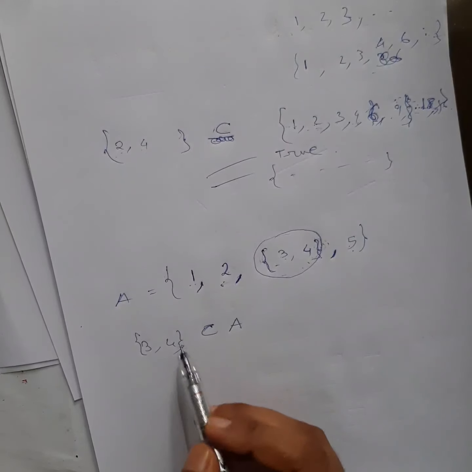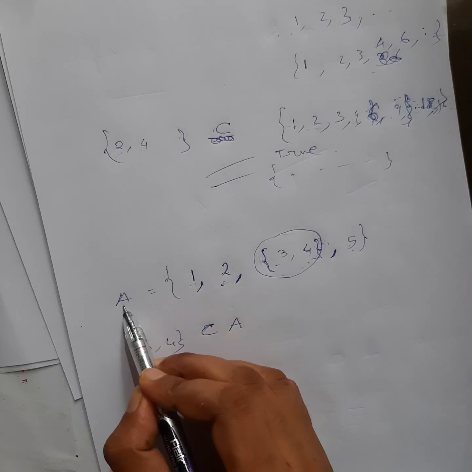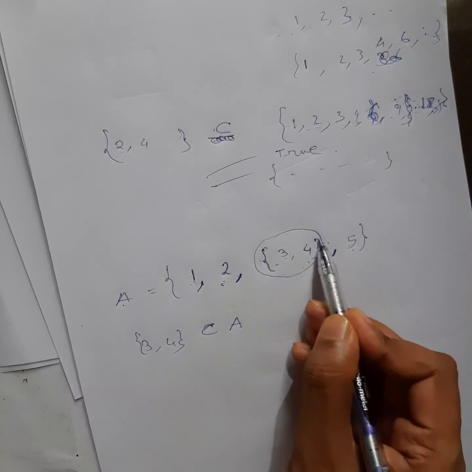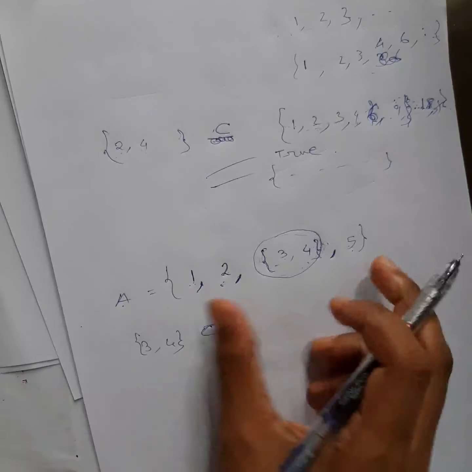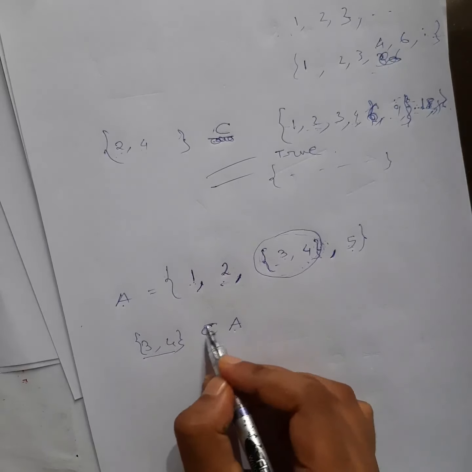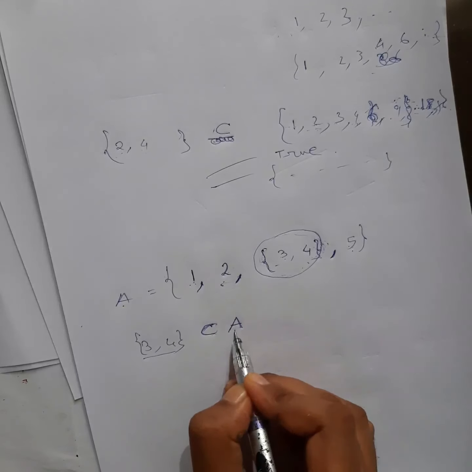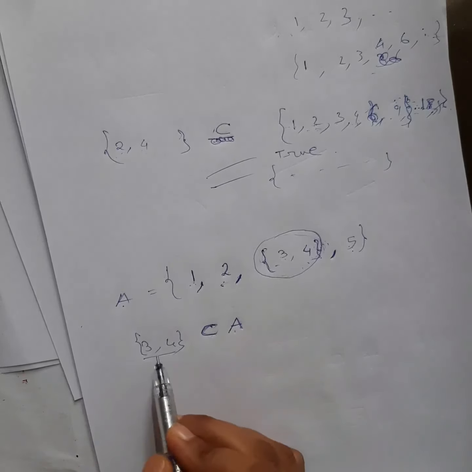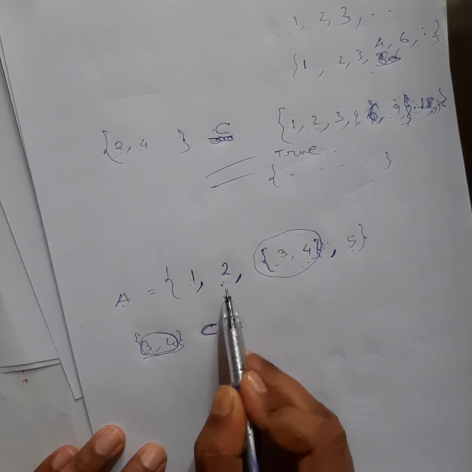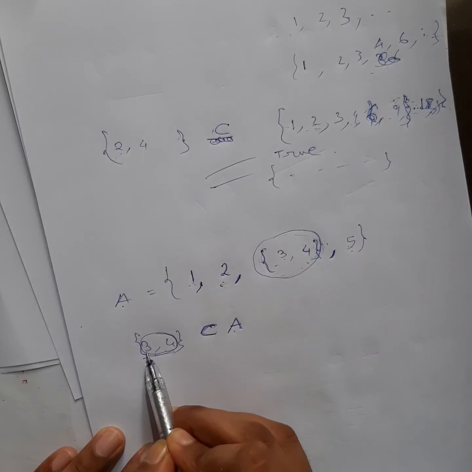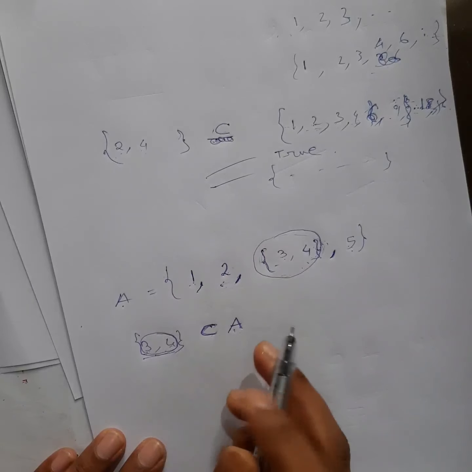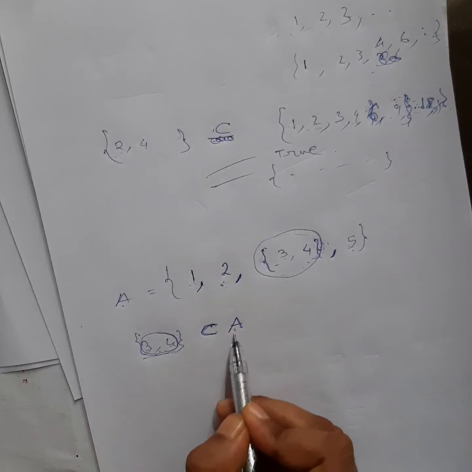So first statement, okay, first thing, what are the elements here? 1, 2, this is an element, remember, comma 5, 4 elements are there. Now what they are saying, is this a subset of A or not? So see carefully, to be a subset, all these elements, 3 and 4, must be there in this set. I'm saying 3 and 4 must be elements of this set. In this set, 3 and 4 must be contained, then only it will be a subset of this one.